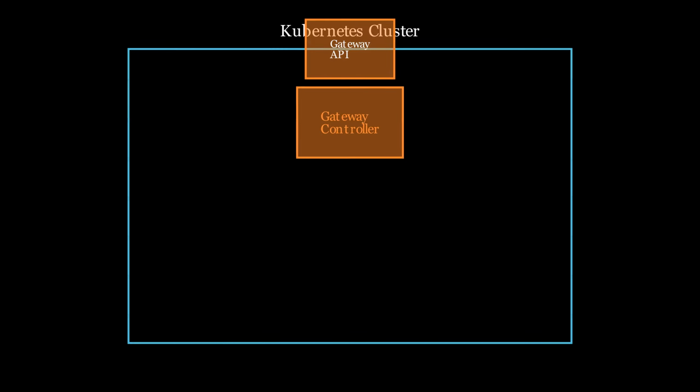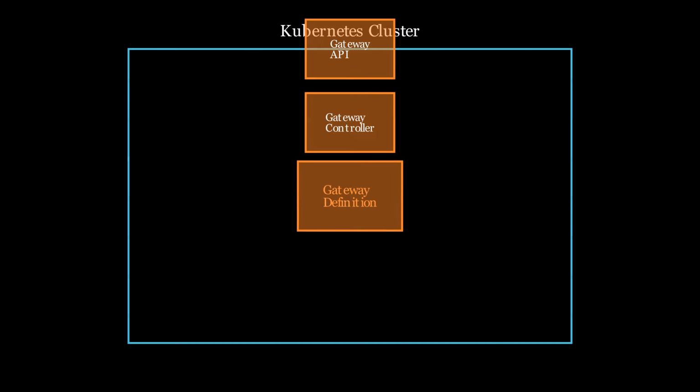Below the Gateway API, we have the Gateway controller. This component implements the actual traffic routing based on the Gateway API definitions. It's responsible for translating the desired state into actual network configurations.